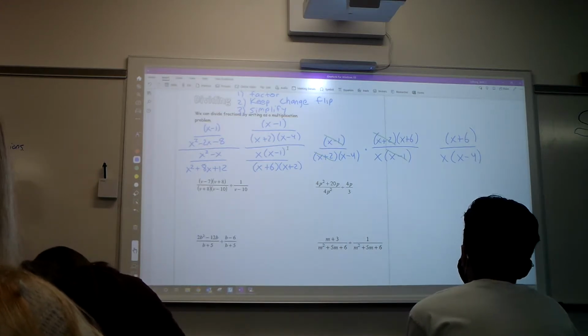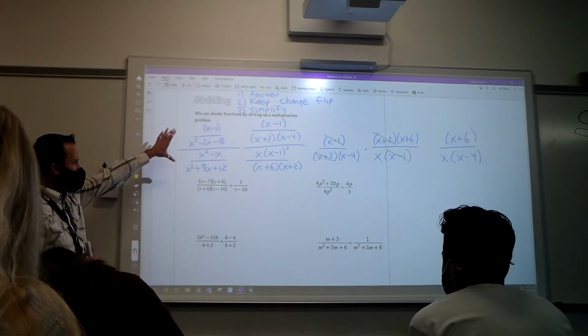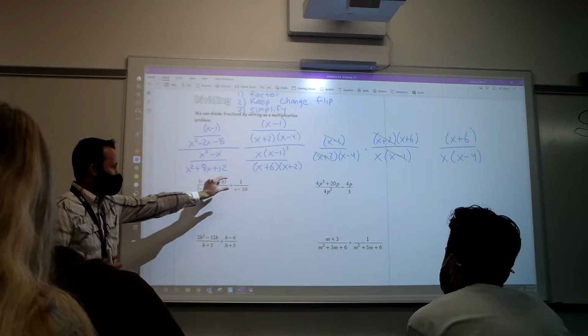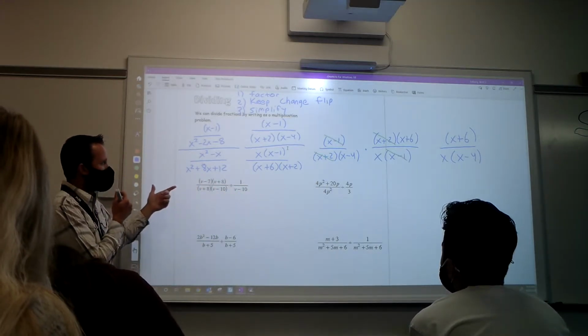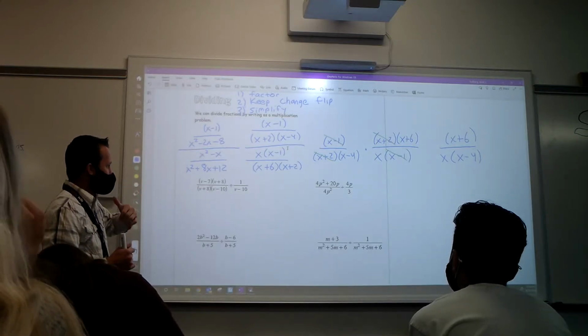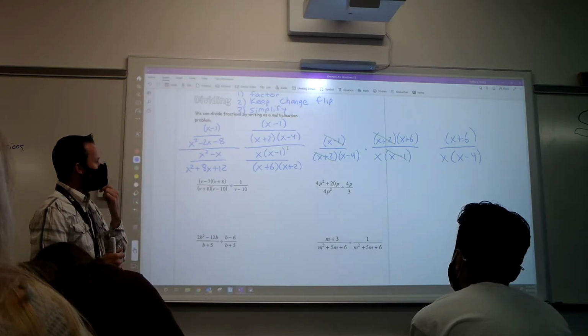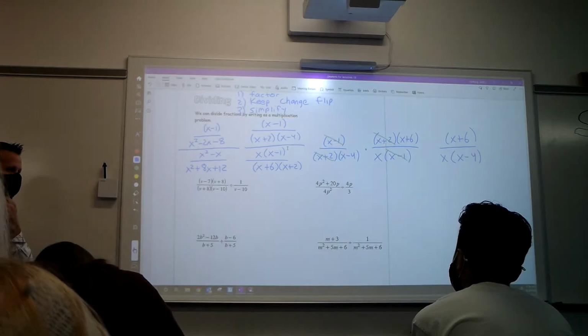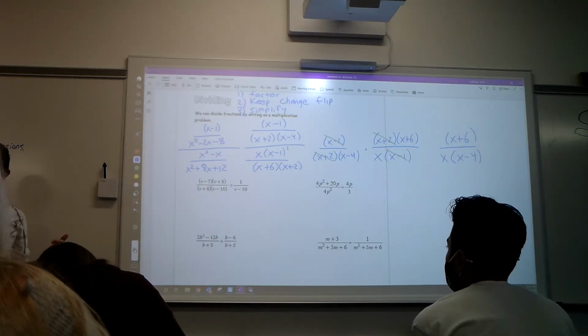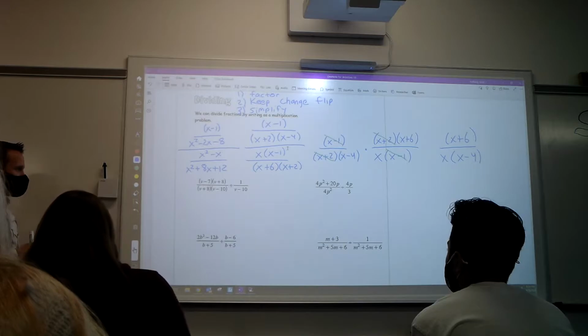Now most of the problems you're going to see are not written in scary format like this. It's written like this, but you're still dividing fractions, so we're going to follow those same steps. We'll factor, keep, change, flip, and then simplify. What if it's already factored? Cool, then we'll just keep going.